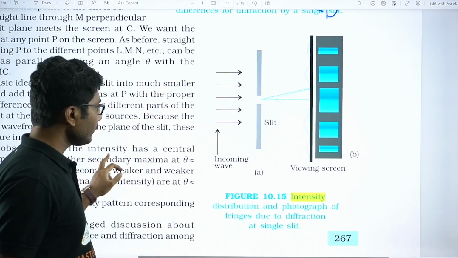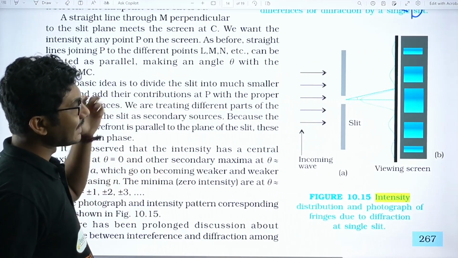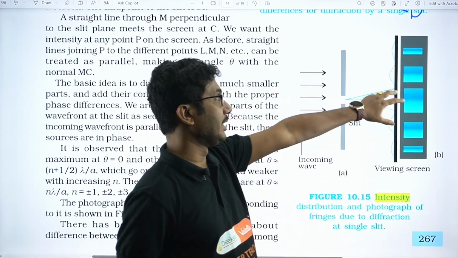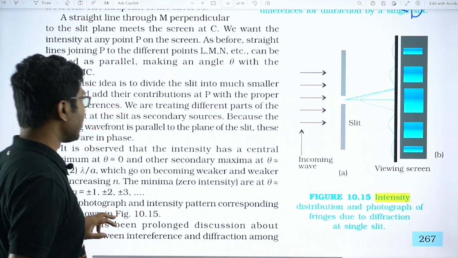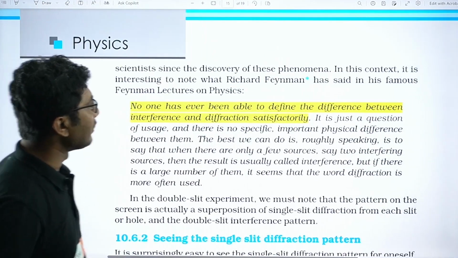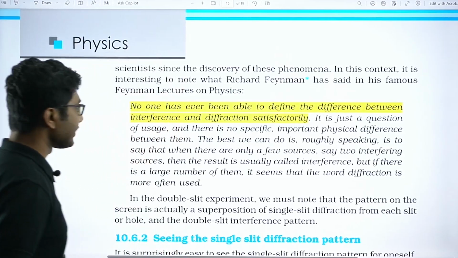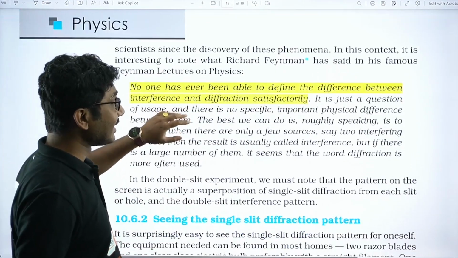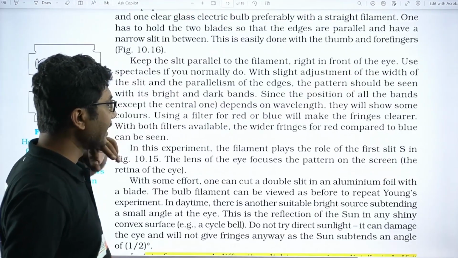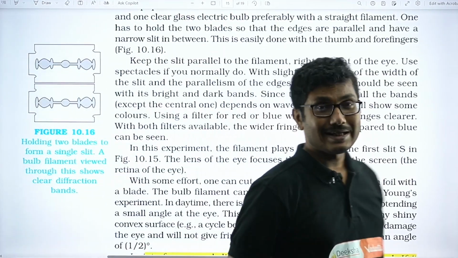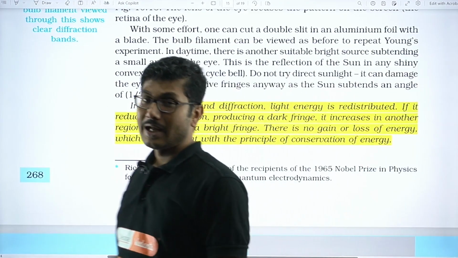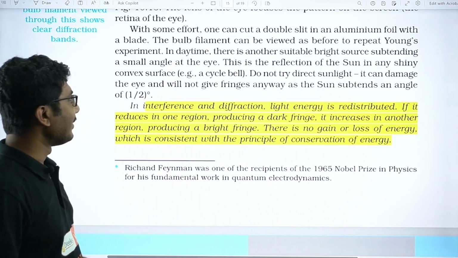As you can see, the intensity is decreasing as you move away, and the fringes are not equal in width. In case of interference, the widths were equal. In case of diffraction, widths are not equal. No one has ever been able to define the difference between interference and diffraction satisfactorily, in terms of explanation. There are a lot of differences obviously, but the explanatory difference is not super interesting. If you can give any proper difference between them, maybe you can get a Nobel Prize in future, right? Anyway, let's move on.